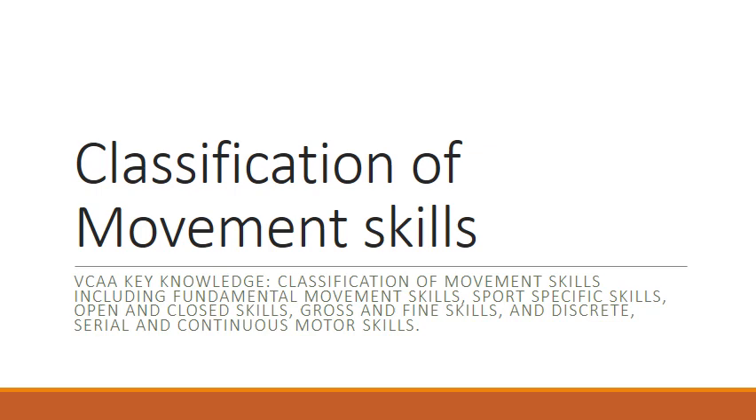Okay, here we go. Topic number 1 of Unit 3 and 4 PE for 2018. So first topic is classification of movement skills. Essentially what we're going to look at in this first few weeks of the course is how do we classify different movement skills that are used in sport? Why would we classify them? And how exactly do we classify them? And essentially, how can we use that knowledge to help improve skills?